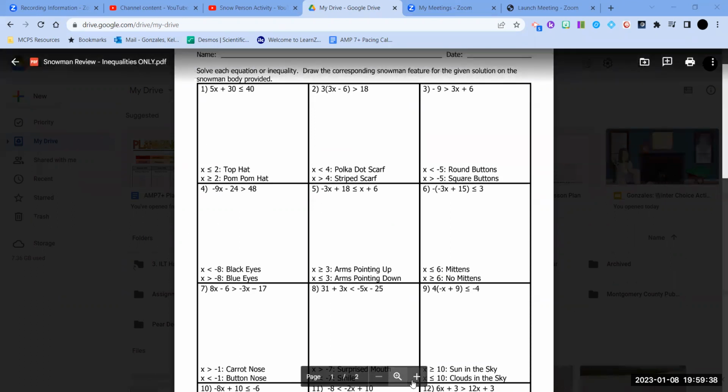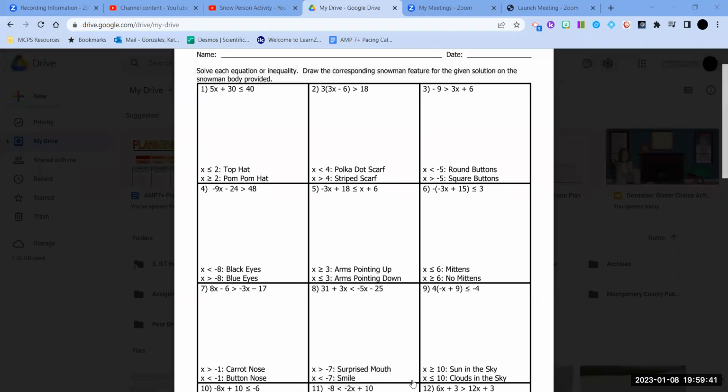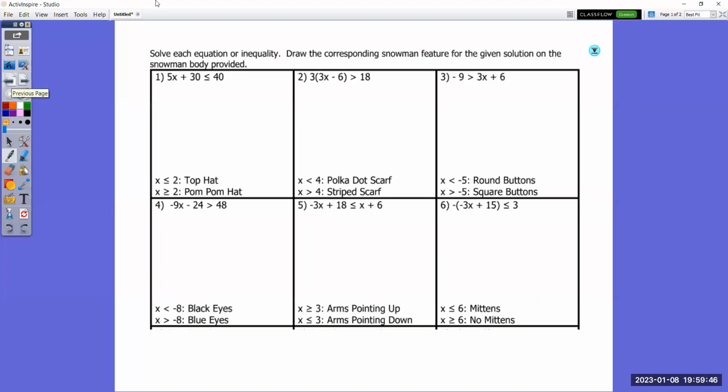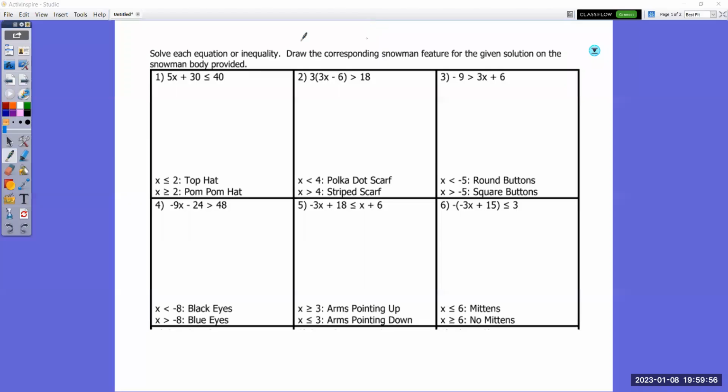And I am going to share a new screen. So here we go. Okay. So you should, oops, let me go back to that. Sorry. All right. So you should see this is the front page of your worksheet, and it's the first 6 problems. Now you have 12 that you're going to do, but we're going to do 2 together. So we're going to start with problem number 3. So find number 3 on your worksheet right here.